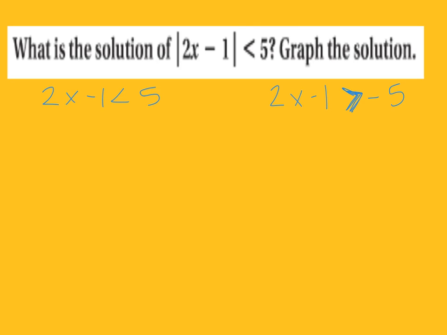The other part, when you have absolute values, you have to know: is this an and statement or an or statement? Well, I always look at my original inequality sign. This says less than, so that means it's going to be an and statement. I want you to pause the video and solve it and check your answers with mine.